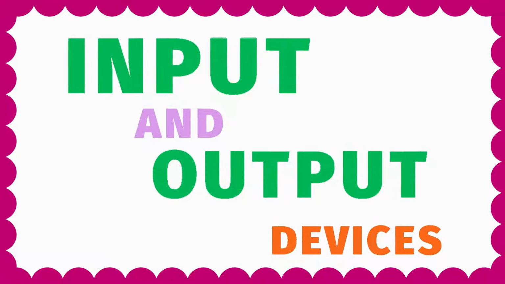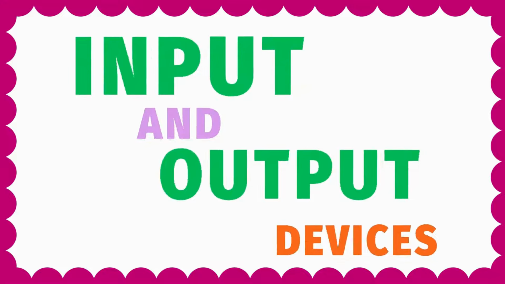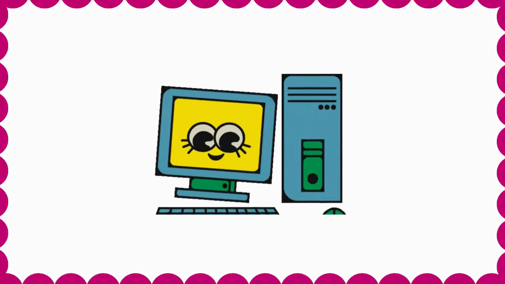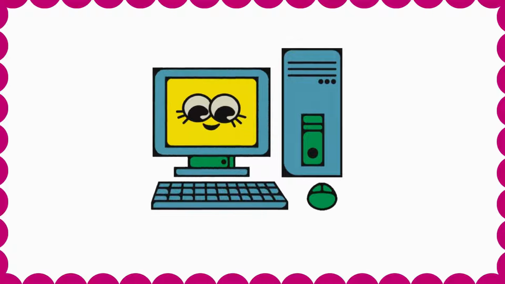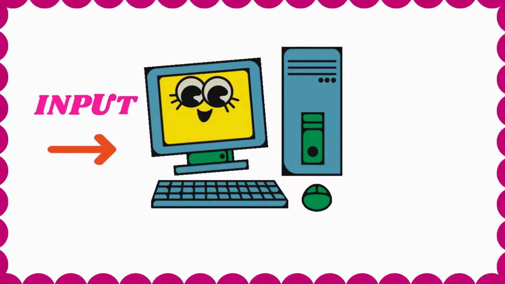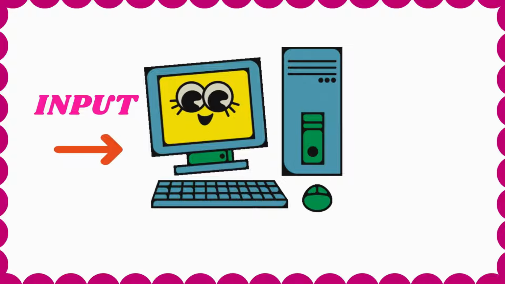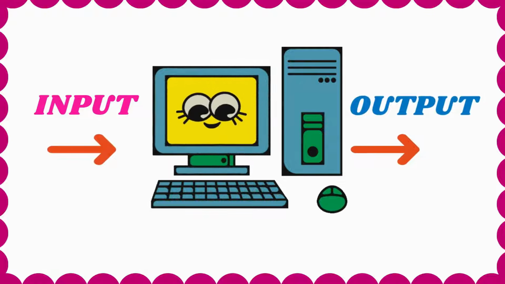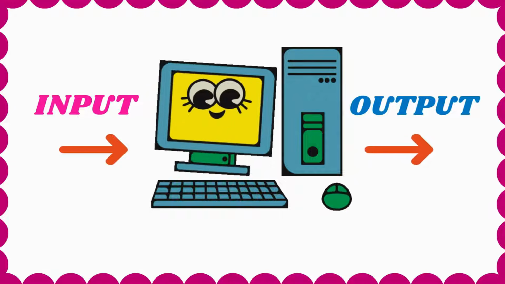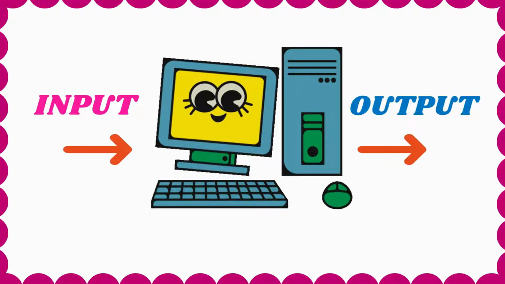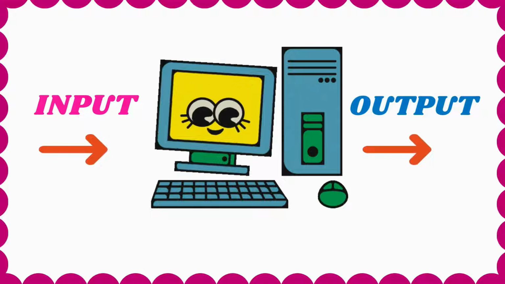Today, we are going to learn about input and output devices. A computer needs two main things to talk with us. First, it needs a way to get information in. And second, it needs a way to show information out. These two are very important for a computer to work. Now, let's learn more about them one by one.